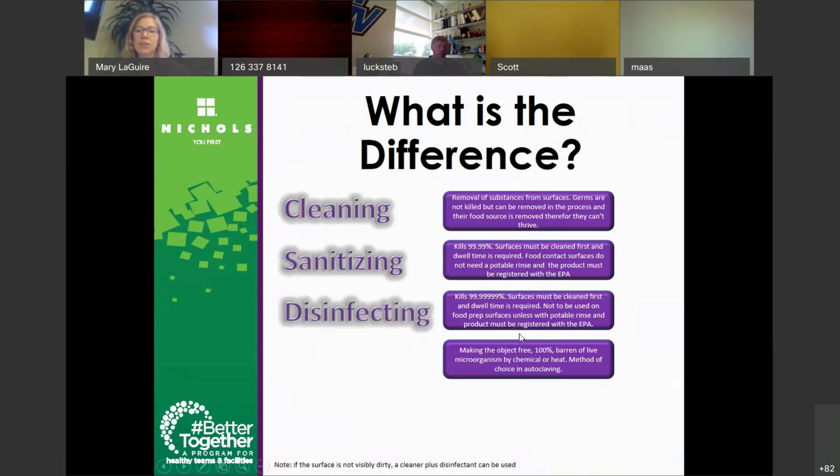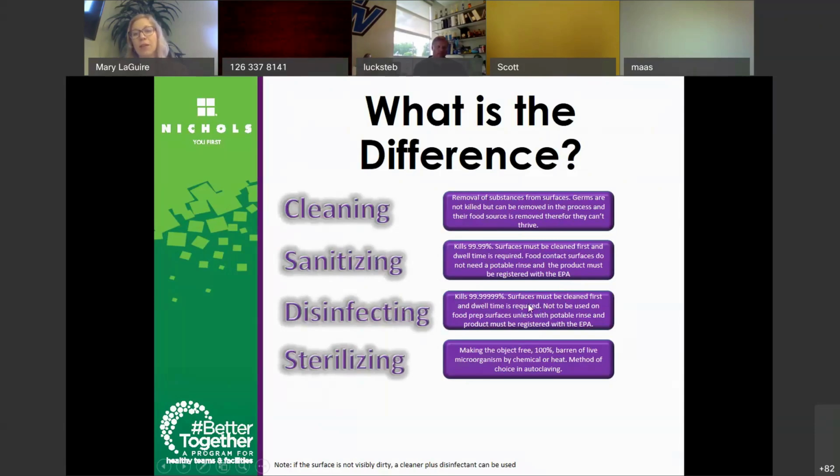Disinfecting kills 99.99999% of germs. Actually, they call it 6 log. Surfaces must be cleaned first, just like with sanitizing, and a dwell time is required. Not to be used on food prep surfaces unless you have a potable rinse, and products must be registered with the EPA. And then sterilization.